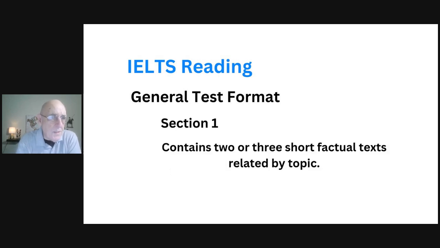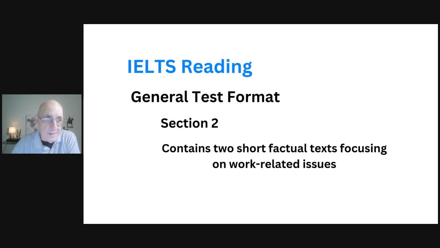But there are some differences when it comes to the general test. In section 1, in the first text, you may have 2 or 3 short factual texts, and they have some relation to each other. They're related by topic. So you may have 2 or 3 short texts of 2 or 3 paragraphs each, as opposed to 1 long essay like you have in the academic section. So this is the first difference between academic and the general reading test.